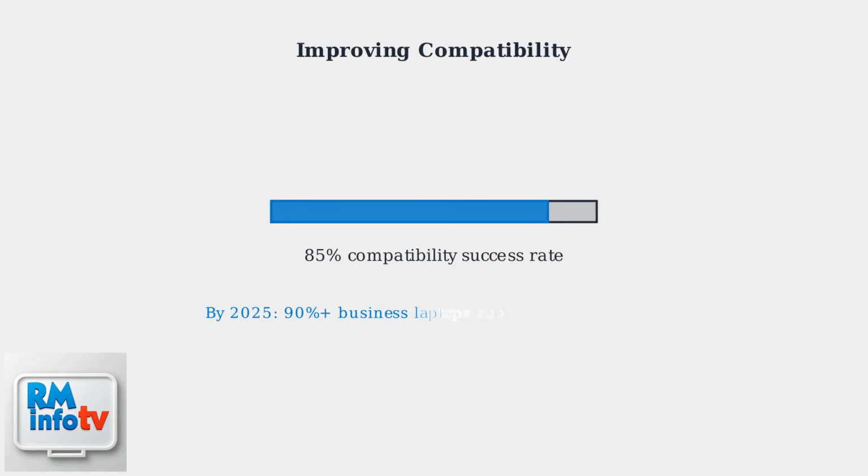Cross-brand compatibility continues to improve. Current success rates are around 85%, and by 2025, over 90% of business laptops are expected to support USB-C docking, making universal compatibility the standard.